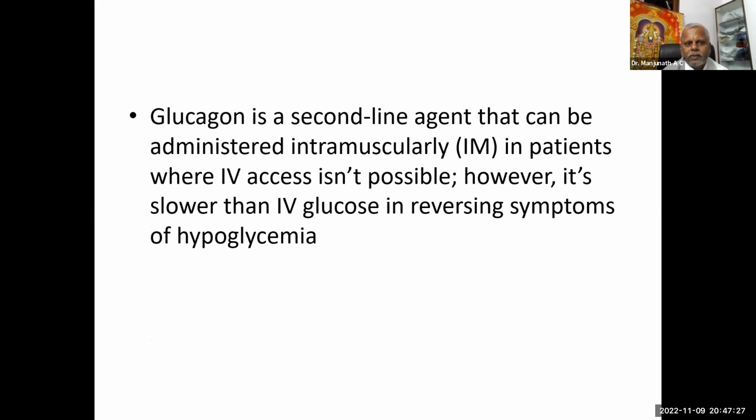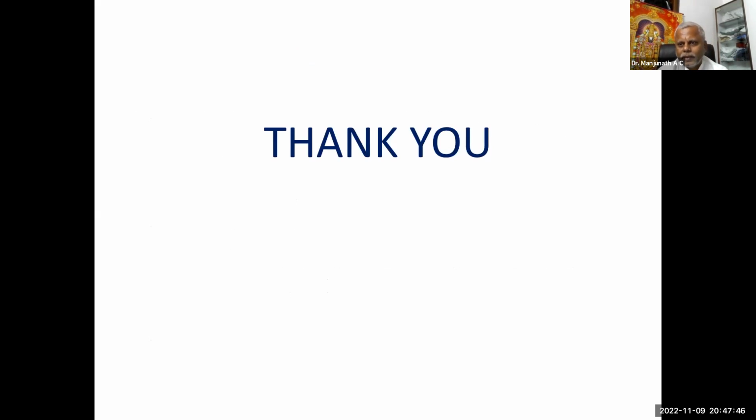Glucagon is the second line agent that can be administered intramuscularly where IV access isn't possible. However, it is slower than IV glucose in reversing the symptoms, but glucose is always the first choice to treat hypoglycemia. Thank you very much.